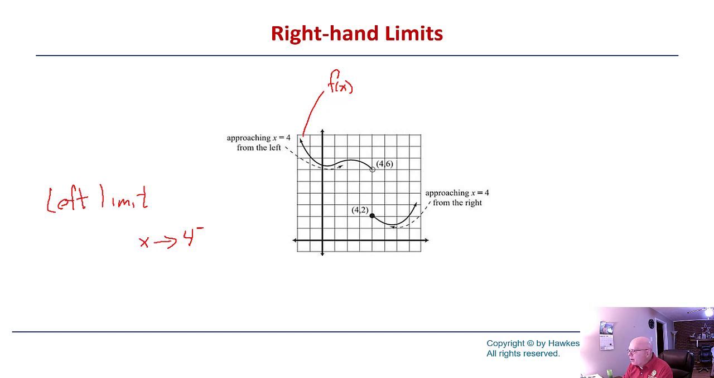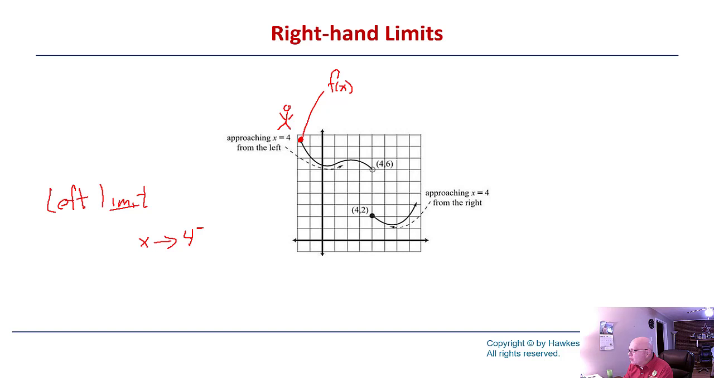So we'll start up here. Here we are. And we're traveling along this function. We're going to start here, we're going to keep on going, and we're going to get as close as we can to 4. But limits mean we're not actually getting there. We're just getting real close.